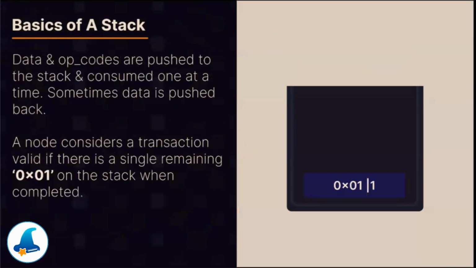Cool. So again, data and opcodes are pushed to the stack. They're consumed one at a time. Sometimes data is pushed back. Sometimes data is destroyed. But the most important detail to note here is, in order for a transaction to be considered valid in Bitcoin, at the end, the stack should have a single item in there, and that single item should be the number 1. As long as 1 is at the top of the stack. Well, you need 1 all the way at the top in order to make it spendable. Okay, so there you go.